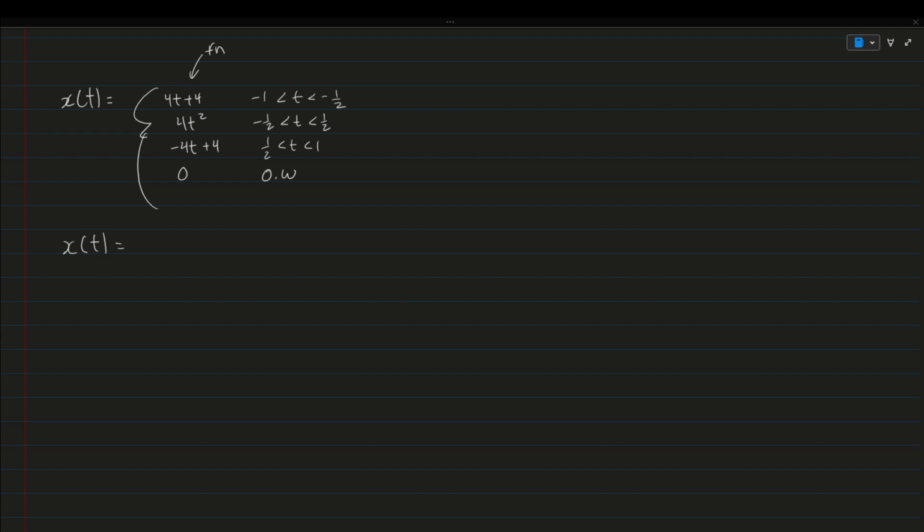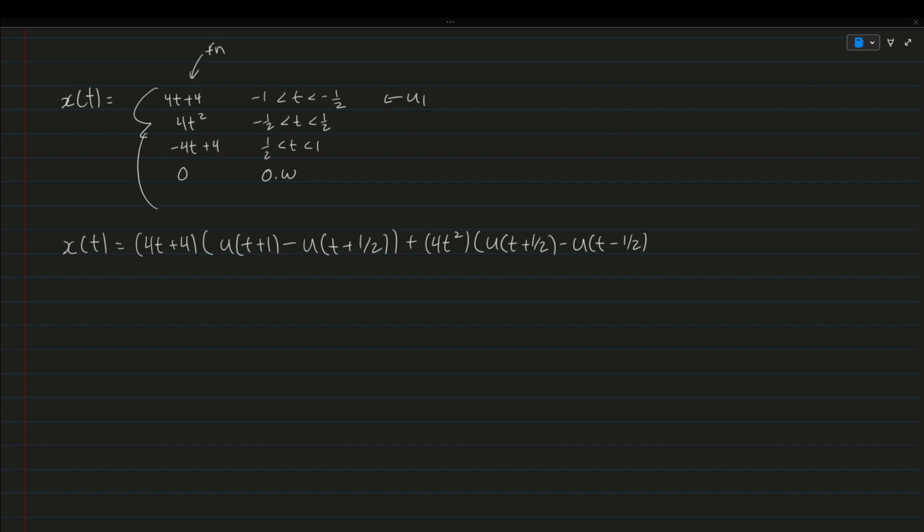We're going to have 4t plus 4, and then we do the bounds. So u of t plus 1, so that's a shift to the left, so it starts at negative 1, and then minus u of t plus 1 over 2. And you kind of see the pattern again, and you just sum each of them. So here it's going to be 4t squared times u of t plus 1 over 2 minus u of t minus 1 over 2.